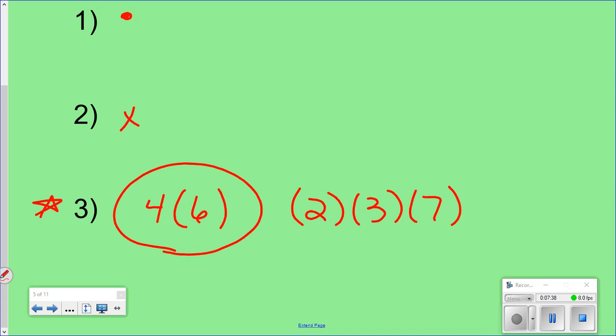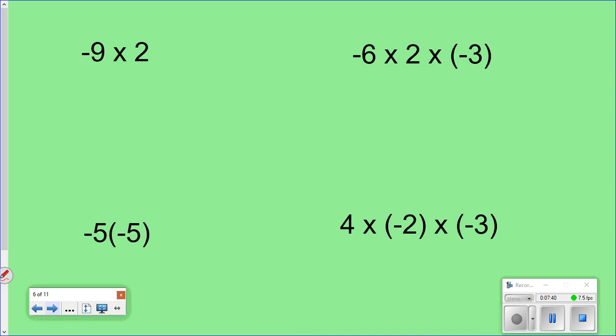All right, so let's talk about how this is going to work. Let's talk about this one up here. Negative 9 times 2. Well, the first thing you've got to do is just take 9 times 2. 18. Now you say to yourself, what's my sign going to be? Negative, because I have a negative here and a positive here. Two different signs give me a negative answer.